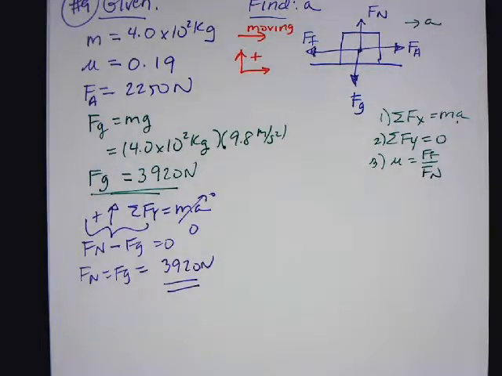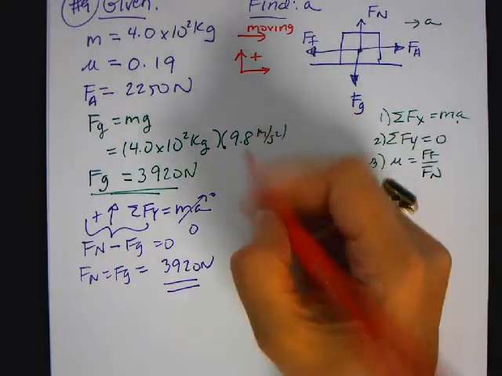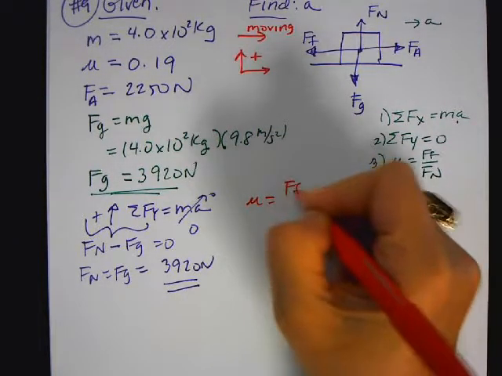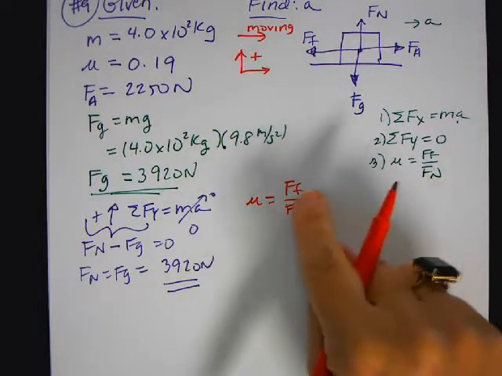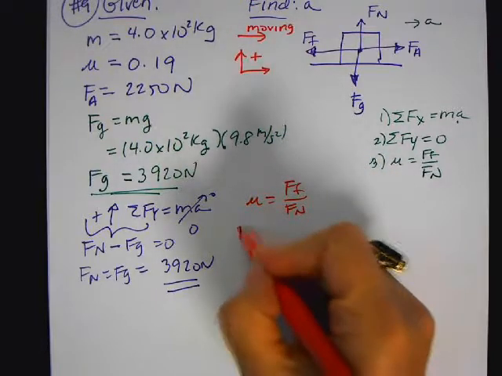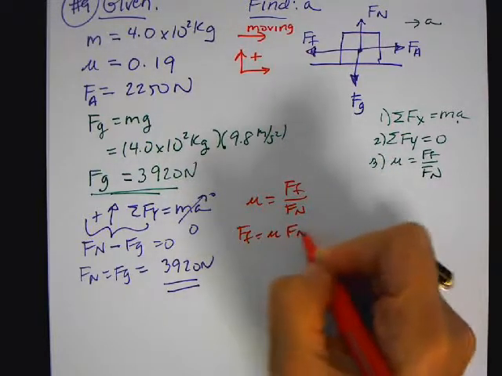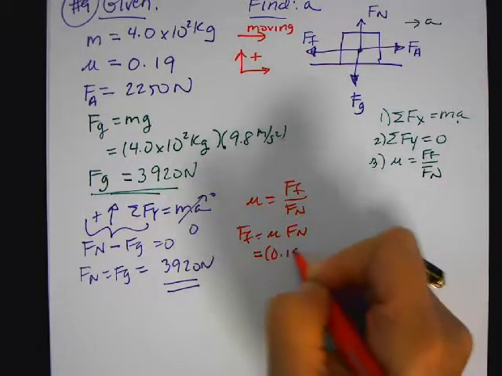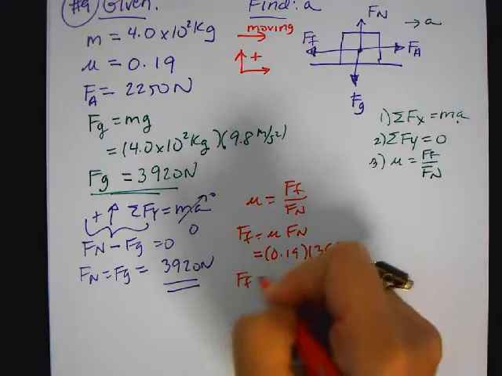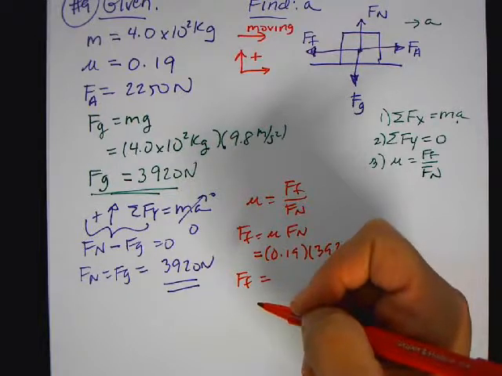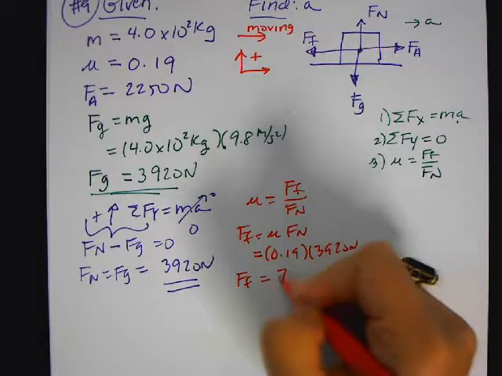Now I'll use my mu equation. Mu is equal to F of f over F of n. I know mu. I don't know F of f, and I just found F of n. So F of f is equal to mu times F of n, so it's 0.19 times 3920. So F of f ends up being about 745.